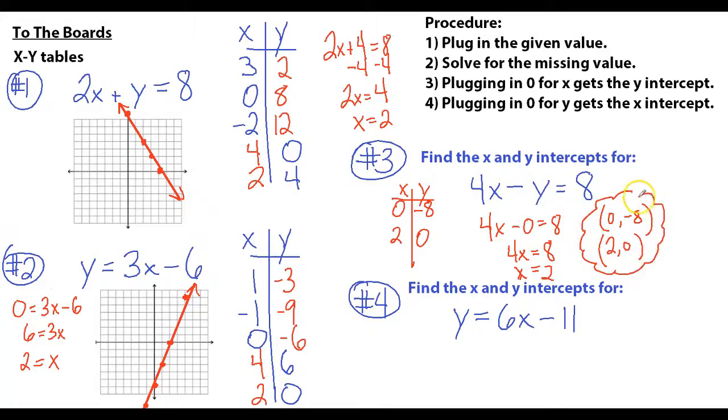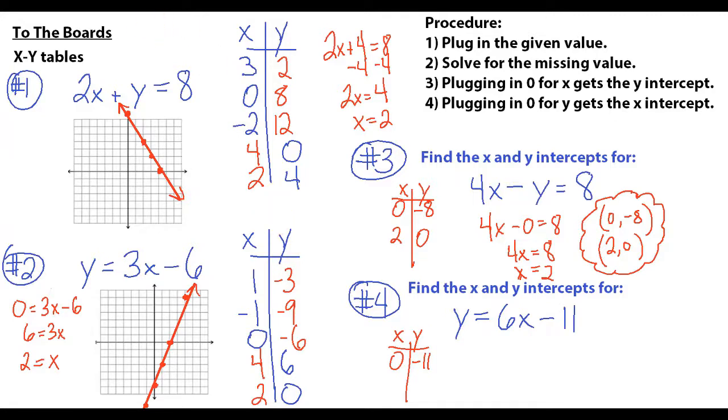We can do the same thing on number 4. I create my XY table. I'm going to start by plugging 0 in for x. When I do that, I get y equals 6 times 0 minus 11. 6 times 0 is just 0, so it comes out to be negative 11. That's the y-intercept.